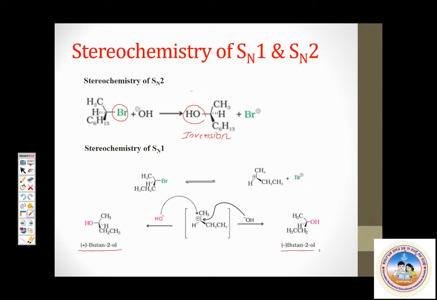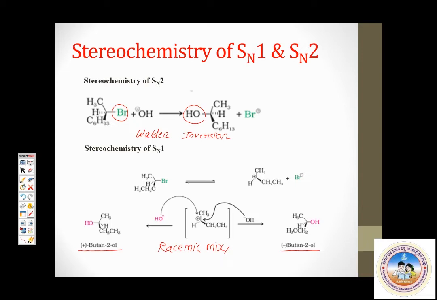Right. So, for SN2, the outcome is Walden inversion. For SN1, the outcome is racemic mixture. Important points. That's about the basics of stereochemistry and how it is applicable to SN1 and SN2 mechanisms. Now we will solve questions related to this. We'll solve MCQs related to this.